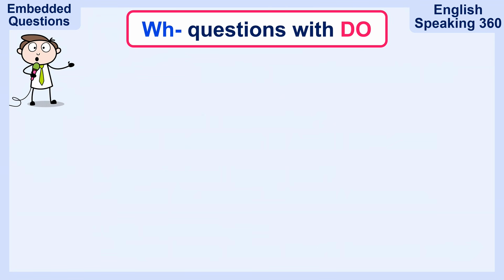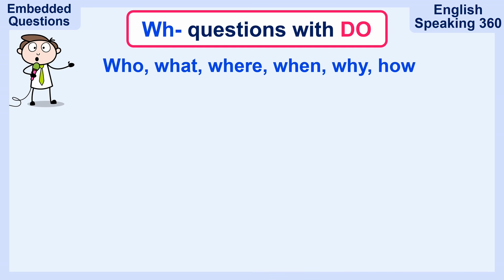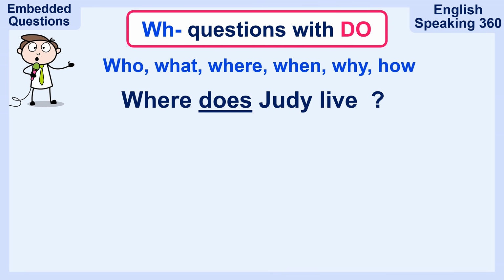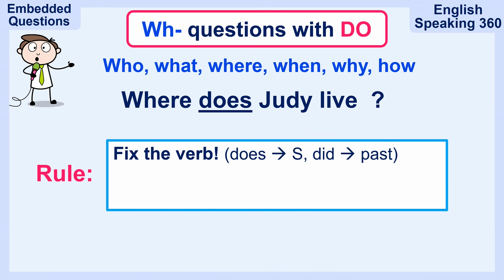Let's move on to WH questions with do. So these are questions that start with a question word. Here's your example sentence. Where does Judy live? Let me show you how to deal with WH questions with do. First, fix the verb, so you have to follow the same pattern as before. Here you have does, and you have to add an S right here at the end of the verb.